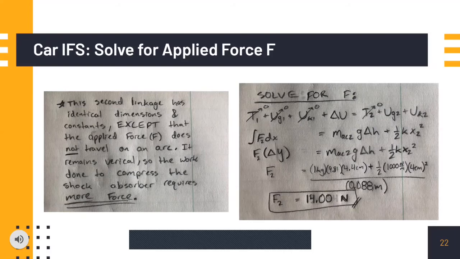So the vertical distance that the force traveled is going to be delta y, or 2 times the height that the center of gravity of the control arm is moving. So we just plug in that delta y, which equals 2 delta h, and we have the distance traveled for the force. After solving, we find that the force actually equals 14 newtons, which is larger than previously with 13.654 newtons.